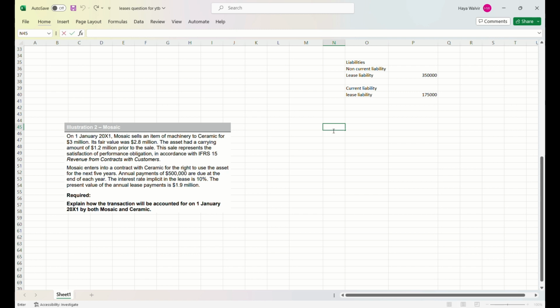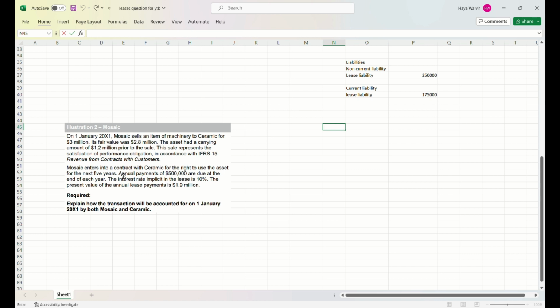That's my whole purpose. So first, it says that on 1 Jan 20x1, an item was sold for 3 million. Fair value was 2.8. The asset had a carrying value of 1.2. The sale represents the satisfaction of a performance obligation in accordance with IFRS 15. Well and good. That means it's a sale according to IFRS 15. We have officially sold the asset. Now we have to de-recognize it in our accounts.